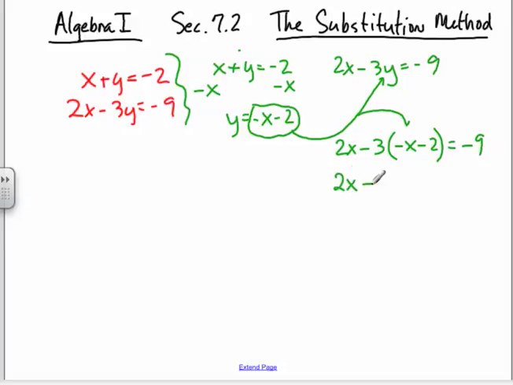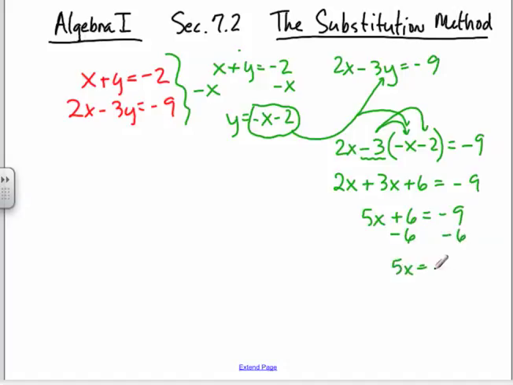2x, and I need to multiply. So negative 3 times negative x gives me plus 3x. Negative 3 times negative 2 gives me plus 6 equals negative 9. Once I do that, now I solve, guys. 2x plus 3x is 5x, plus 6 equals negative 9. Then I'm going to subtract 6 from both sides, and I get 5x is equal to negative 15. Then I divide by 5, and guess what, guys? X equals negative 3. That's what it equals.